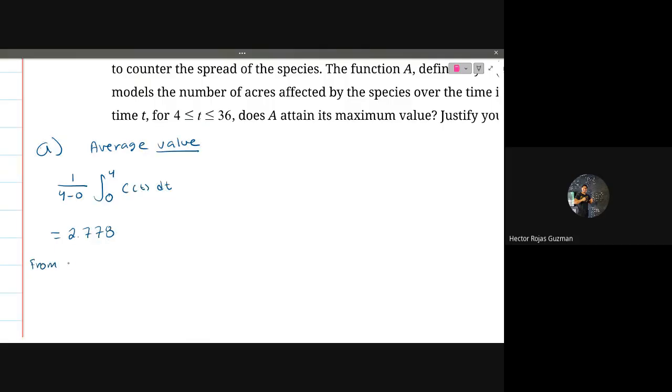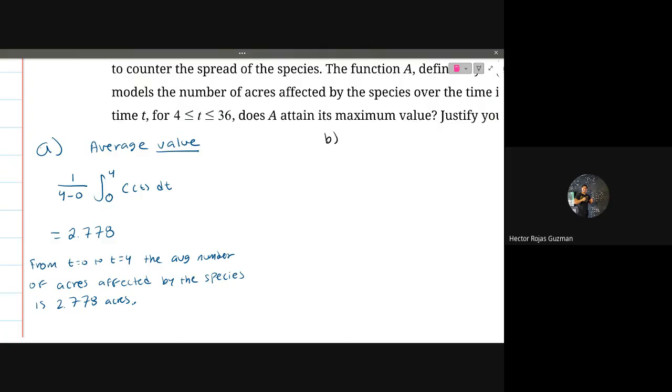So we're going to say from t equals 0 to t equals 4, the average number of acres affected by the invasive species is 2.778 acres. Make sure you get your units right. We integrated, so it's just acres. Really careful not to put a rate in there.